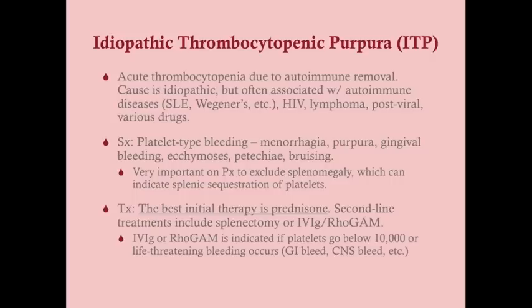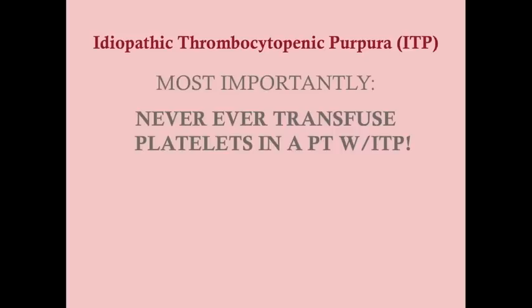What you're never, ever going to do is give a patient with ITP a platelet transfusion. Because remember, what's the problem with ITP? Your platelets are being eaten up. So there's absolutely no point in giving platelets to somebody whose disease is that their platelets are being eaten up by macrophages. So no platelets for patients with ITP. You're going to give them prednisone. If that's not enough, then you give them IVIG or RhoGAM, particularly if it goes less than 10,000 or if they have any major complications from their ITP.